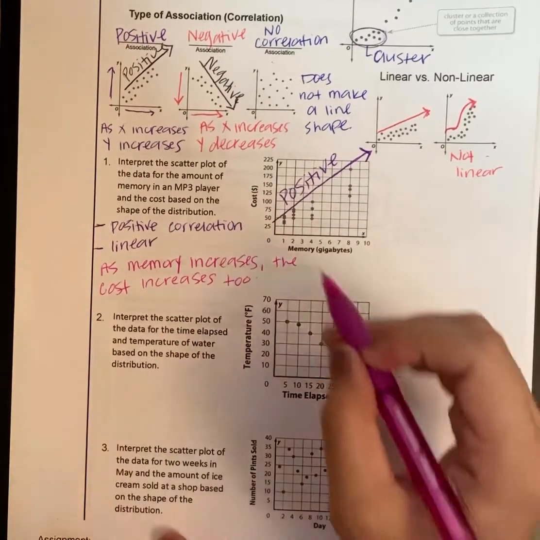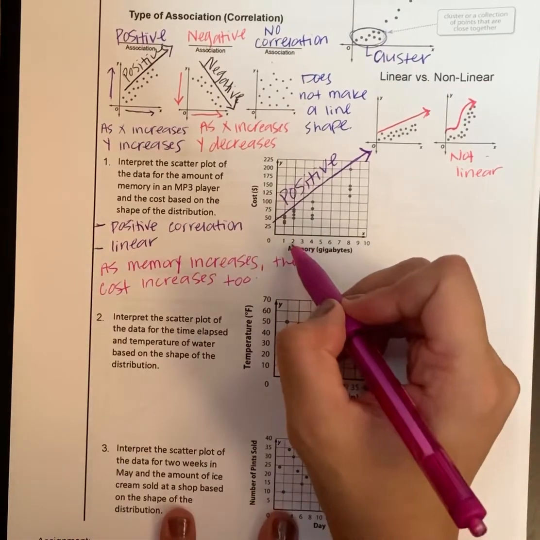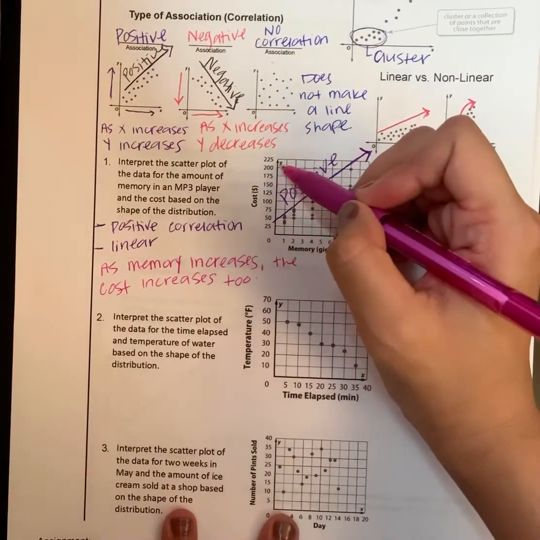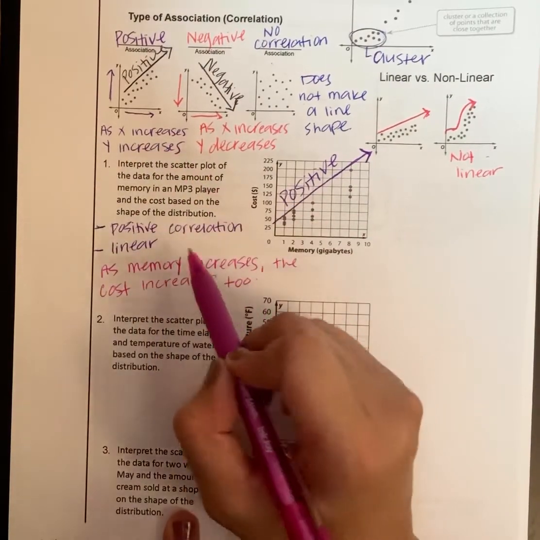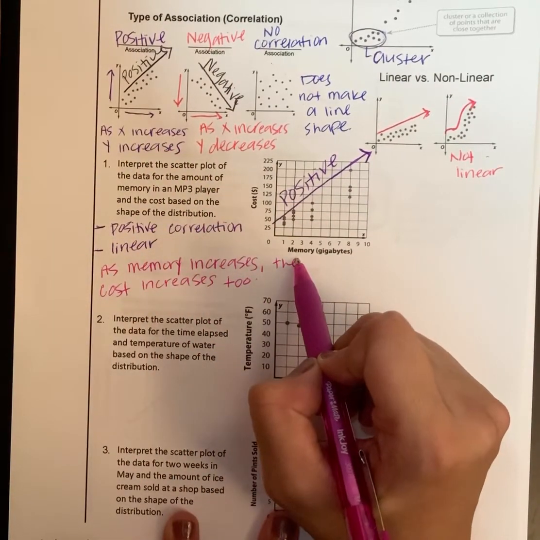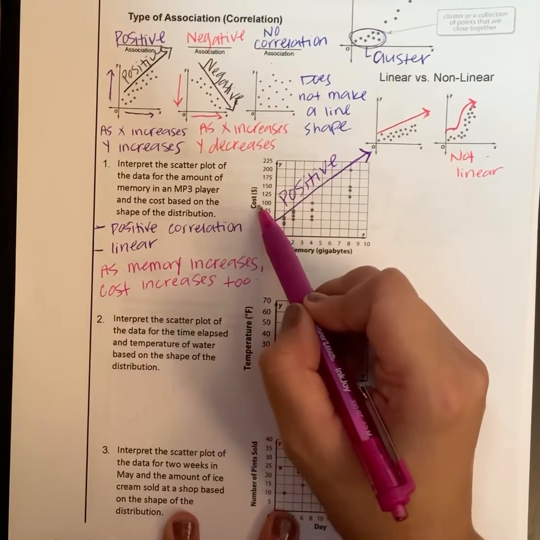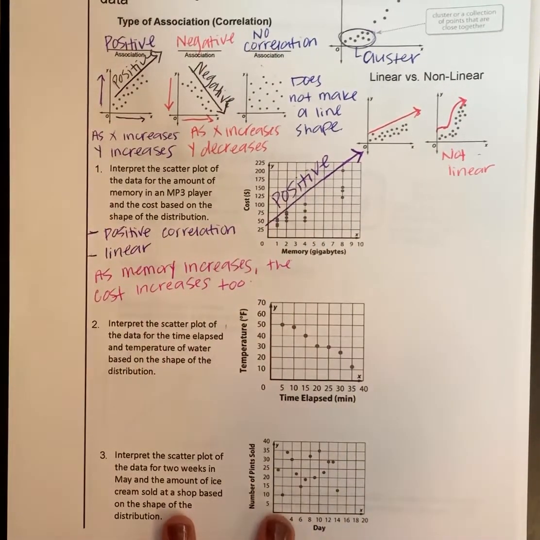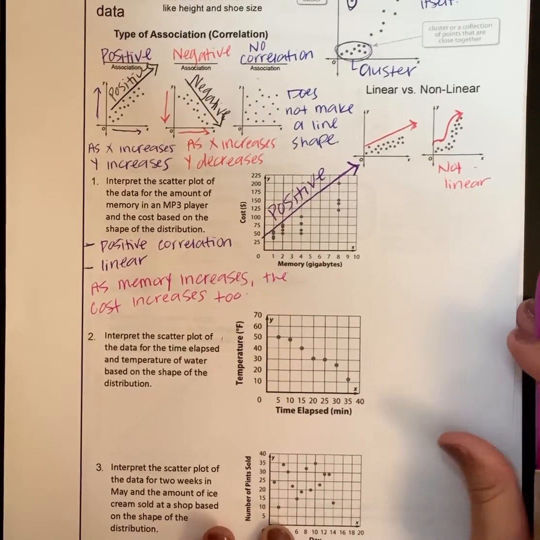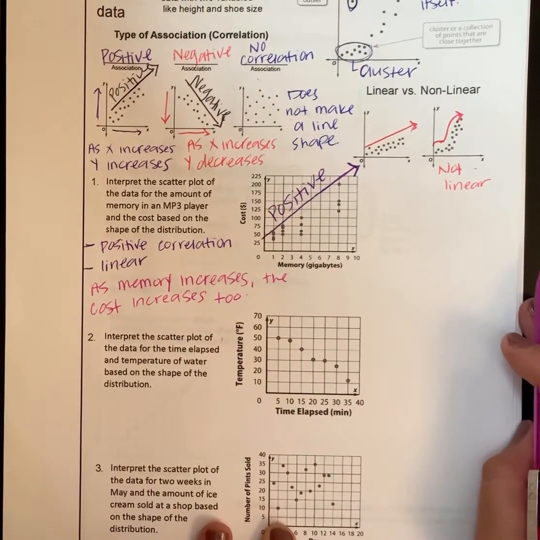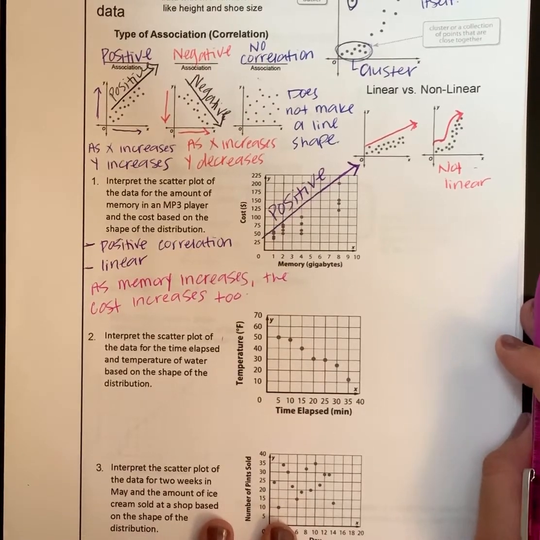And we can see that because as X is getting bigger, Y is getting bigger. So as X increases, Y increases. But in this case, our X is our memory and our Y is our cost. And this makes sense because the more memory that you buy, so let's say you're buying a phone or a flash drive, the more memory it holds, the more expensive it will be.